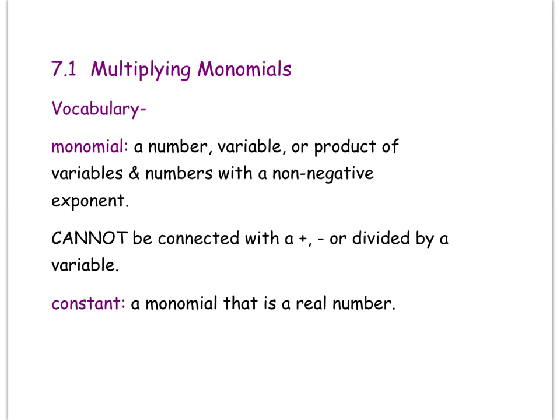Monomial. A monomial is a number, variable, or product of variables and numbers with a non-negative exponent. It cannot be connected with an addition symbol, subtraction symbol, or be divided by a variable. And a monomial is also considered a constant, and a constant is a monomial that is a real number. So any plain number, it can be a fraction, it can be a negative number, or it can just be a positive integer value.